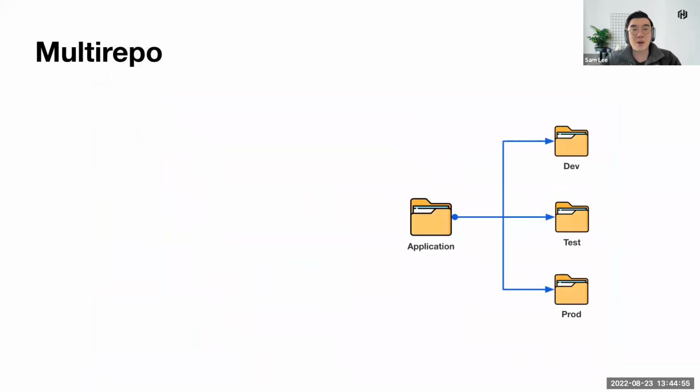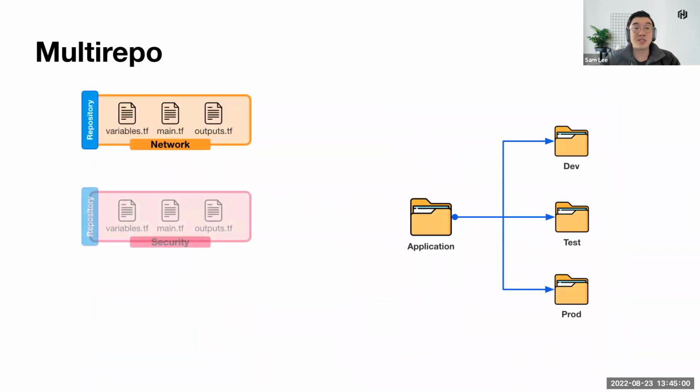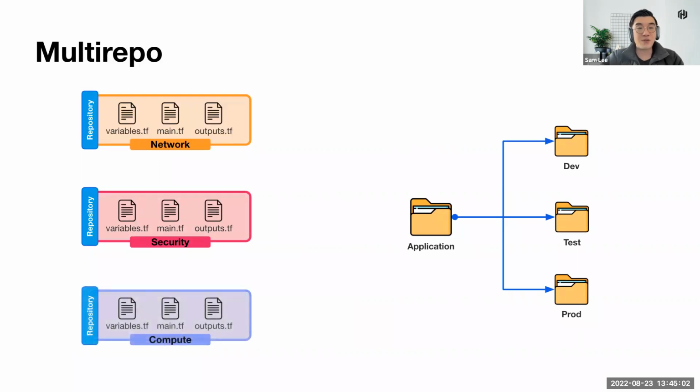And what we'll do is have each of those modules have their own repositories. In fact, what you see right now is that our network module has its own repo, and security and compute each have their own repo as well. But you might be wondering, how can we then allow some sort of self-servicing capabilities for our teams?